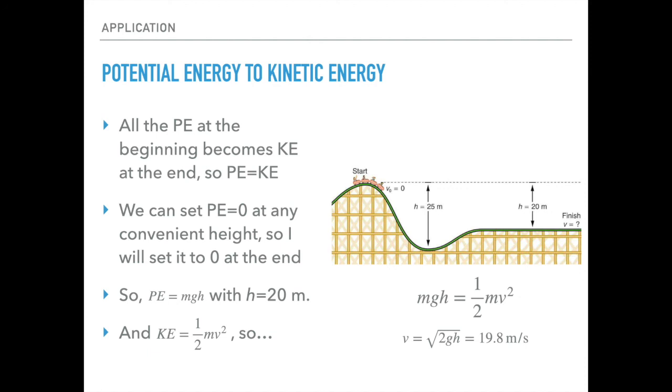So at the start, we only have gravitational potential energy, mgh, with h being 20 meters. And at the end, we have kinetic energy only, and that's 1/2 times the mass of the roller coaster times velocity squared. So we can set those two equal to each other. We can see that the mass cancels out, and when we solve for the velocity, that gives us the square root of 2gh, which gives a value of 19.8 meters per second.